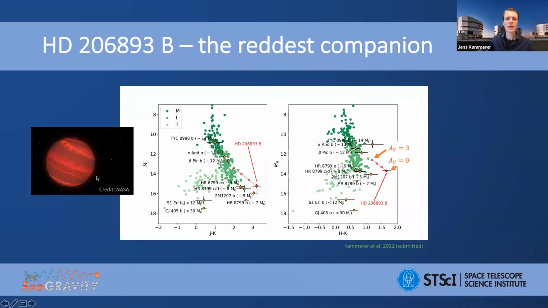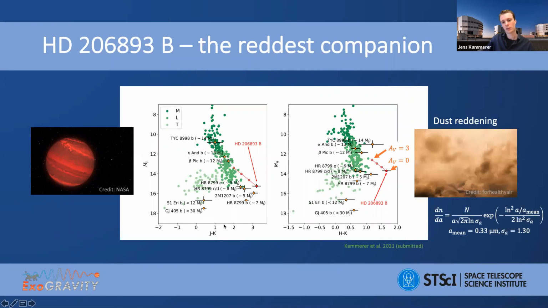Here you can see a color magnitude diagram of HD 206893 B, and you can see it's the reddest known object both in J-K and H-K colors. So there are also other known planetary mass or brown dwarf companions and some MLT dwarfs from the library in the background. But yeah, HD 206893 B is the reddest known object in both J-K and H-K color. And if we assume that this extremely red color is caused by dust reddening with a log-normal size distribution, then we find that for a visual extinction of about 2 to 3 magnitudes, this is somewhat consistent with an L3 dwarf.